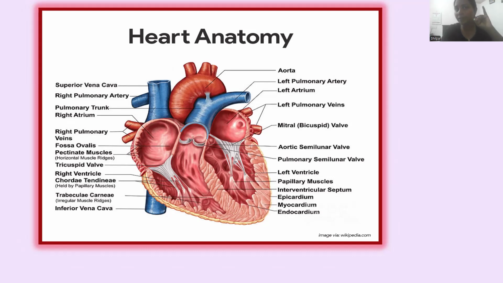Okay, the outer layer is the parietal pericardium and the inner is the visceral pericardium. There is a space, and that space is occupied with a serous fluid. Remember that in a simple way.